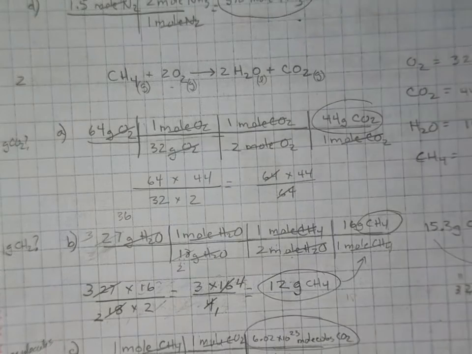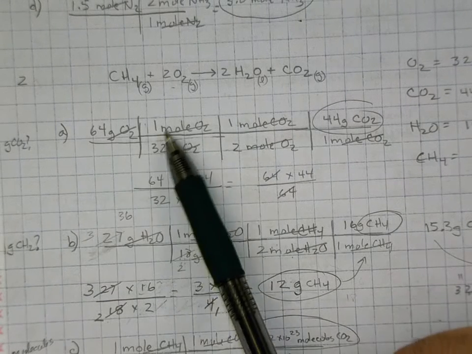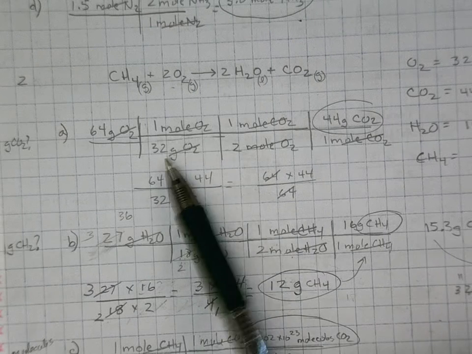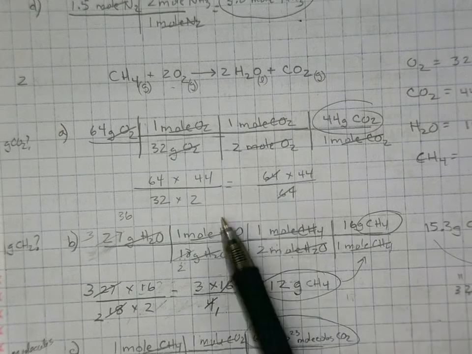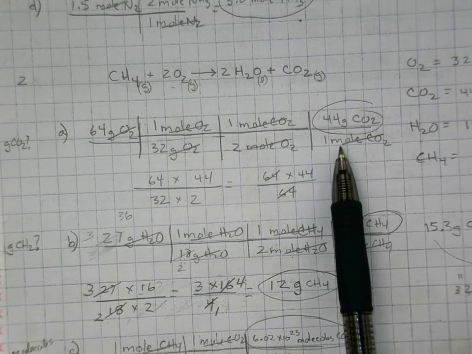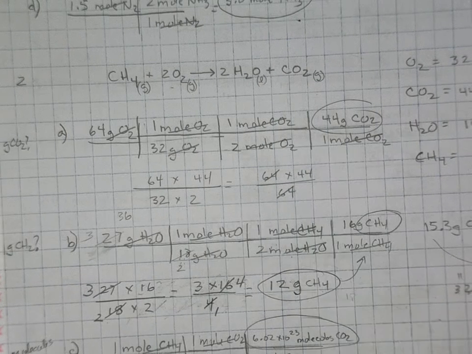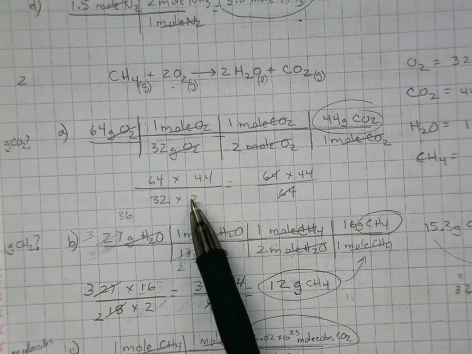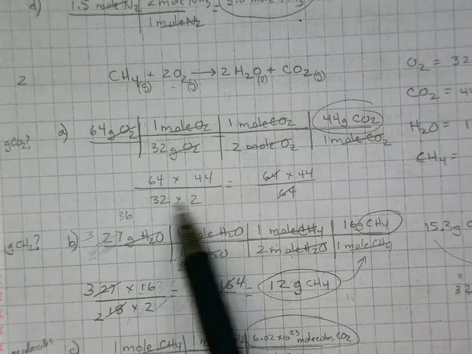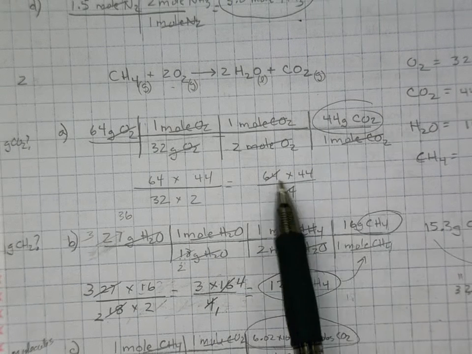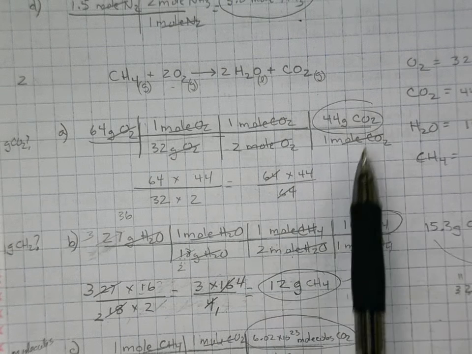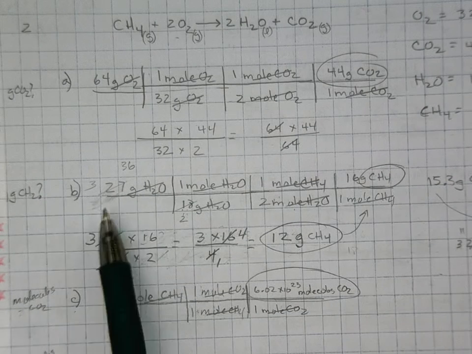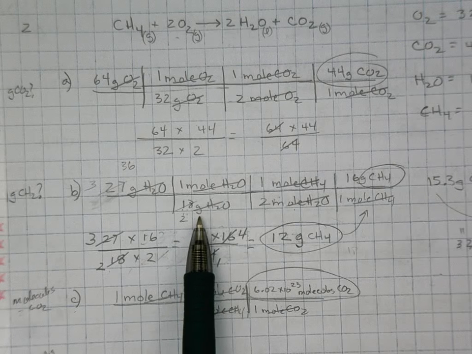You should have started with the given, then the molar mass, so we're dividing by 32. Excuse me, not the molar ratio, doing the molar mass. And then the molar ratio is 1 to 2. And then the molar mass for CO2 is 44. So when we cross cancel everything out, we end up with just 44 all by itself. So 44 grams.